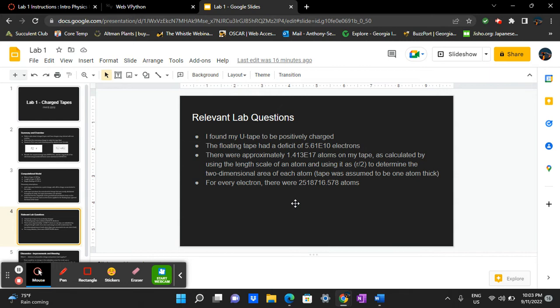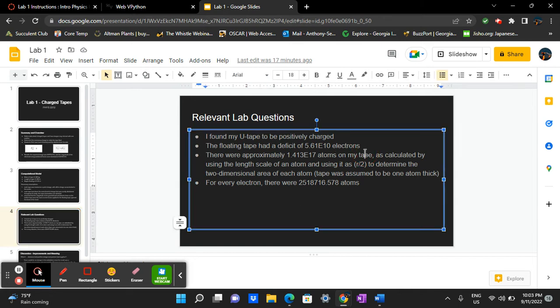I used different tapes, I performed the experiment in different locations, and I used different pens. For whatever reason, the tape was still attracted to the negatively charged pen. I think it might have just been the glue itself and how it picks up or removes electrons. So as a result, the floating tape had a deficit of 5.61 E10 electrons, which I calculated on paper.